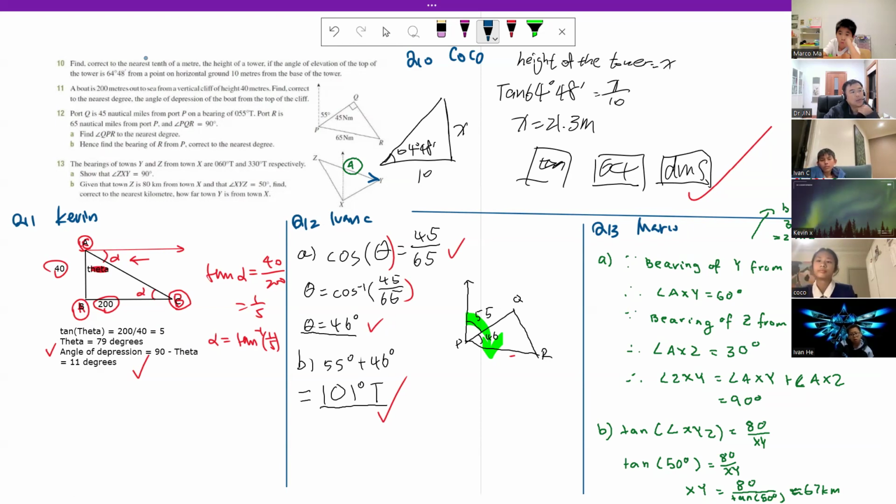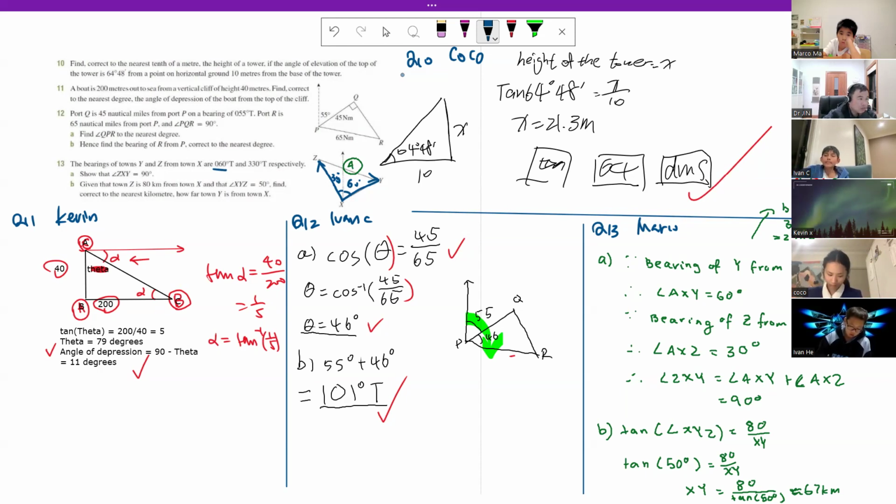Bearing of the tower Y from tower Y and Z, or from X. All right, okay, I just got confused. So that one is 60. Tower Y and Z from X. So X to Y is one direction, is 60. The other one, Z from X, this one, that's going to be a bigger revolution, 330. So that's a 30. All right, so you got that. 30 and a 60. Brilliant.